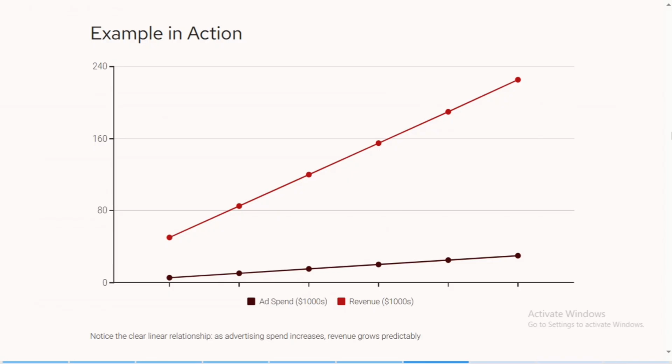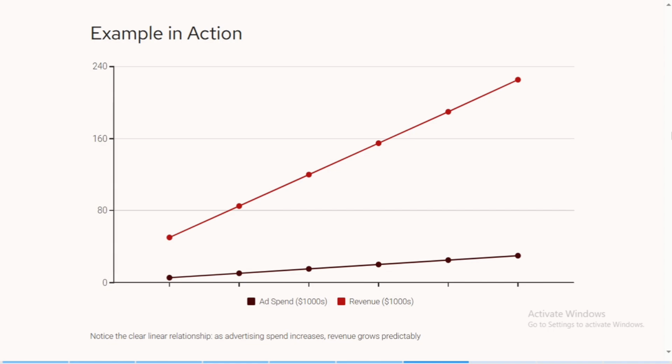Now, let us slow down here because this slide is extremely important. This is where theory becomes real and where most beginners finally understand linear regression. Look closely at the diagram on this slide. On the horizontal axis, also called the x-axis, we have our input variable. This could be things like study hours, advertising spend, years of experience. On the vertical axis, or the y-axis, we have our output variable. This could be exam marks, revenue, or salary.